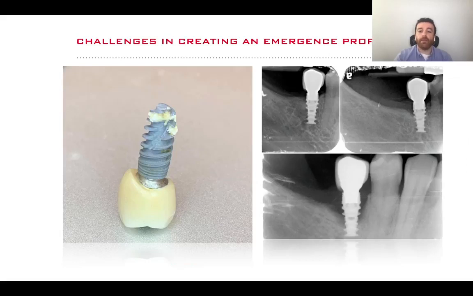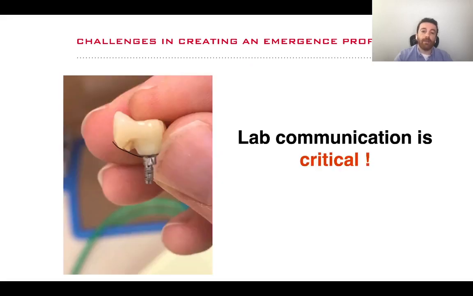Okay, so you want to make sure your implant's not placed too shallow, or you can get this kind of ledge or ridge lap design, which led to subsequent bone loss and eventual loss of our implant. So lap communication is very critical in these cases.